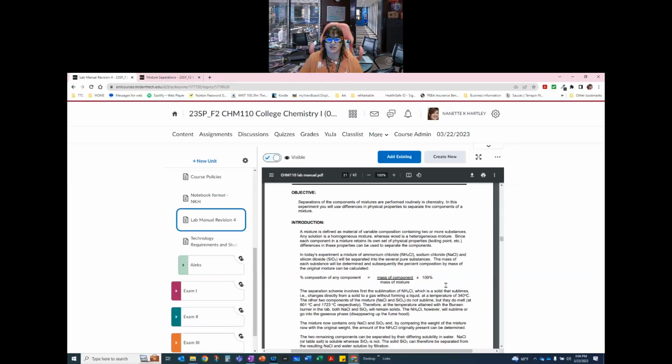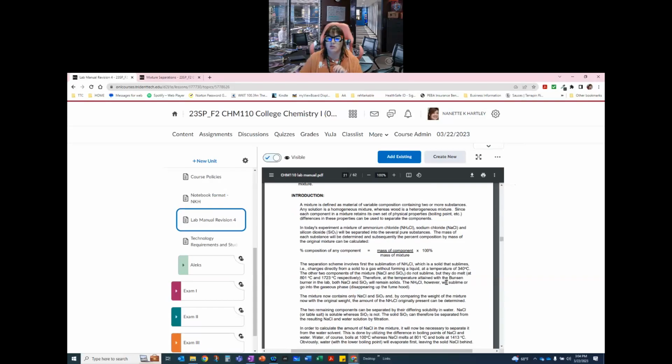In this particular experiment, it's designed so that a 3-component mixture, ammonium chloride, sodium chloride, and silicon dioxide, will be separated into all 3 of those pure substances. The mass of each substance will be determined after we've done the separation, and then you can calculate the percent composition of that mixture based on each component. So once I know the mass of the ammonium chloride, I can divide that by the total mass that I had, multiply it by 100, and that gives me the percent that was ammonium chloride, similar to what we've done with our percent composition class.